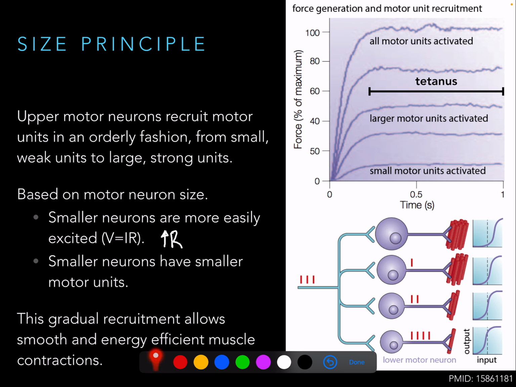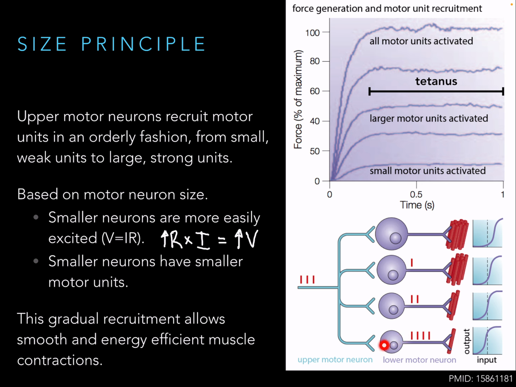So the first ones to get excited are the small motor units, the ones that generate relatively little force. And so I'm not going to get any sort of herky-jerky muscle movements. Instead, I'm going to turn on the weakest motor units. If that's not enough, my upper motor neuron works a little bit harder. I strain a little bit harder, and I turn on the next motor unit. If that's not enough, I try a little harder, and I turn on the next motor unit.